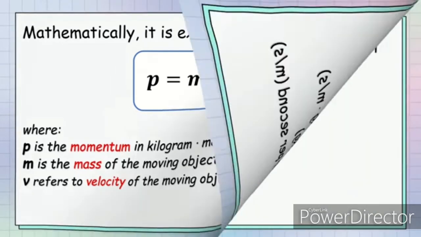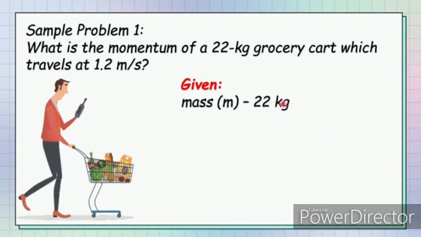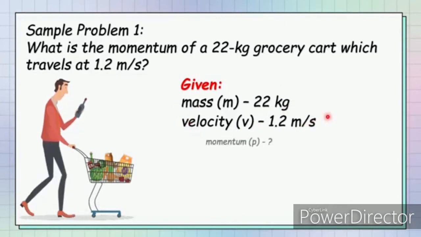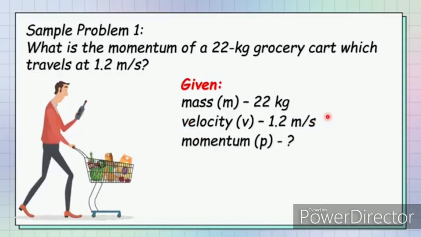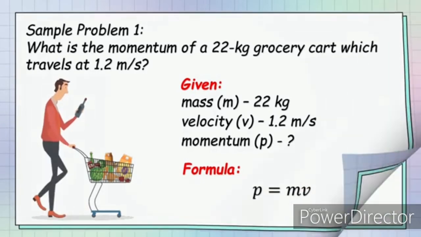Let us try to solve this problem. Sample problem 1. What is the momentum of a 22 kilogram grocery cart which travels at 1.2 meter per second? First, let us have the given. The mass of the grocery cart is 22 kilograms. It travels with the velocity of 1.2 meter per second. And we are looking for the P or the momentum. Here's our formula. To get the momentum, we need to get the product of mass and velocity. Now, let us solve this problem.